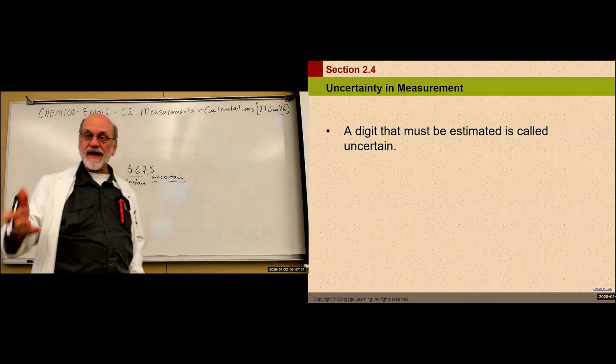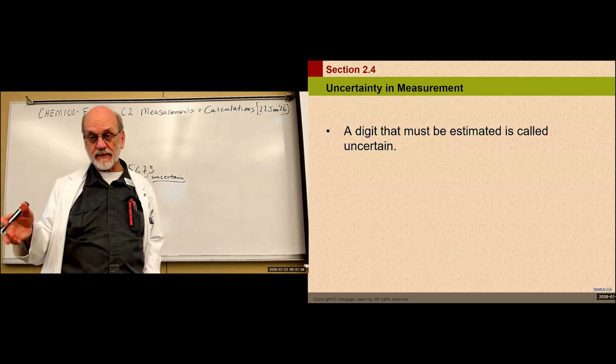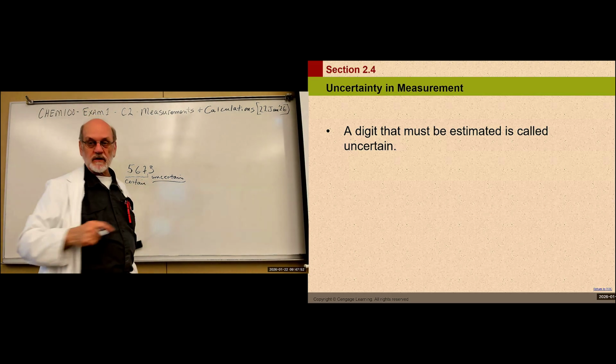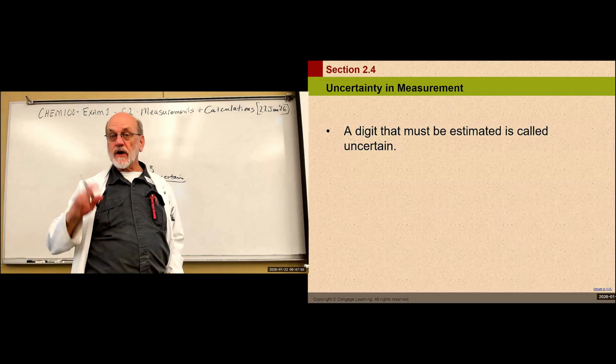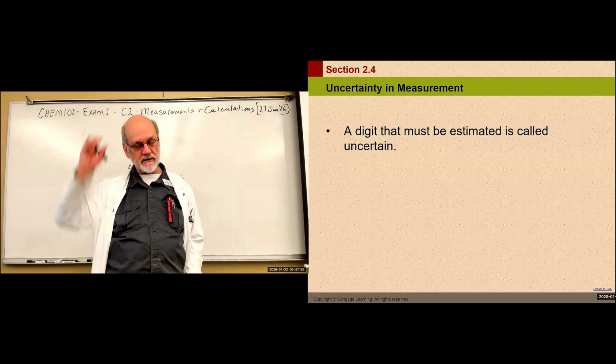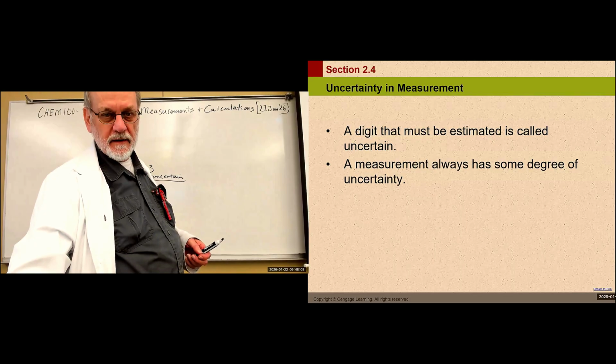So if you're reporting a value and you want other scientists to understand what you mean by that number, always be sure that the last digit is uncertain. Another word for that is a guess. Maybe an educated guess, but it's still a guess. All right.